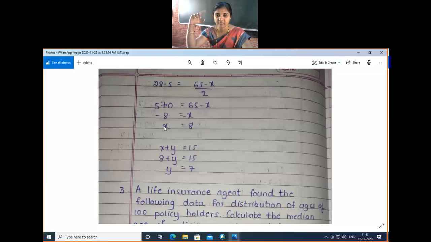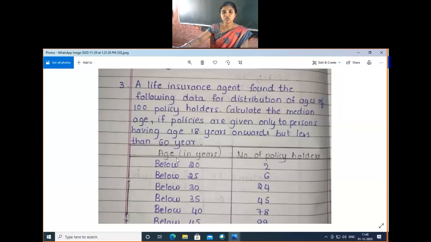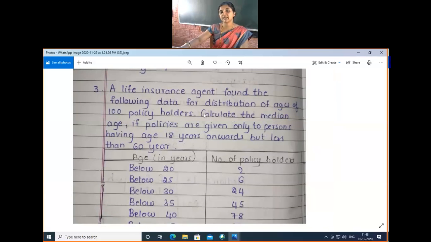In the beginning we got one step, while adding the sum of the frequencies, x plus y is equal to 15. So in that equation we have to substitute this x value. X is equal to 8, that is 8 plus y is equal to 15, that is y is equal to 15 minus 8, which is equal to 7. So this is same to same as the example problem. Clear, no? Yes. Now third problem.